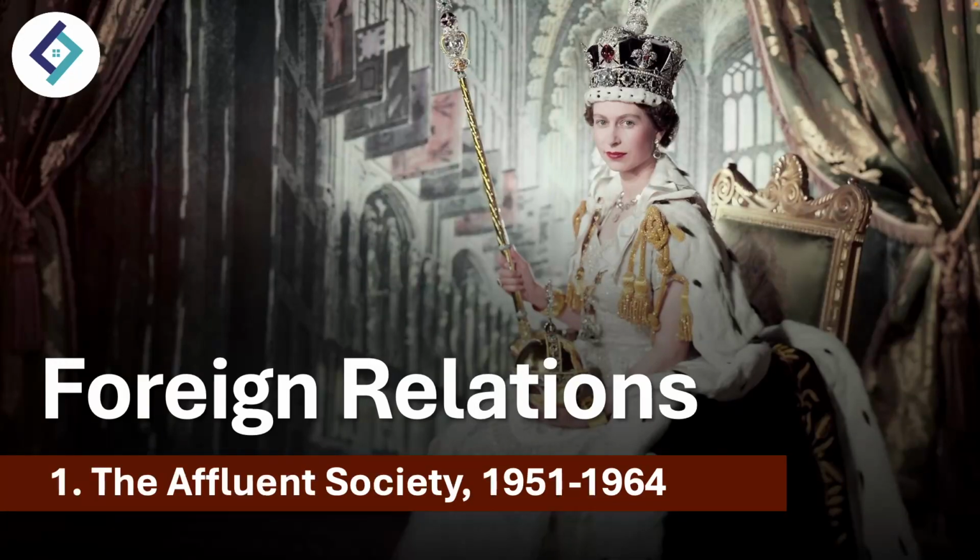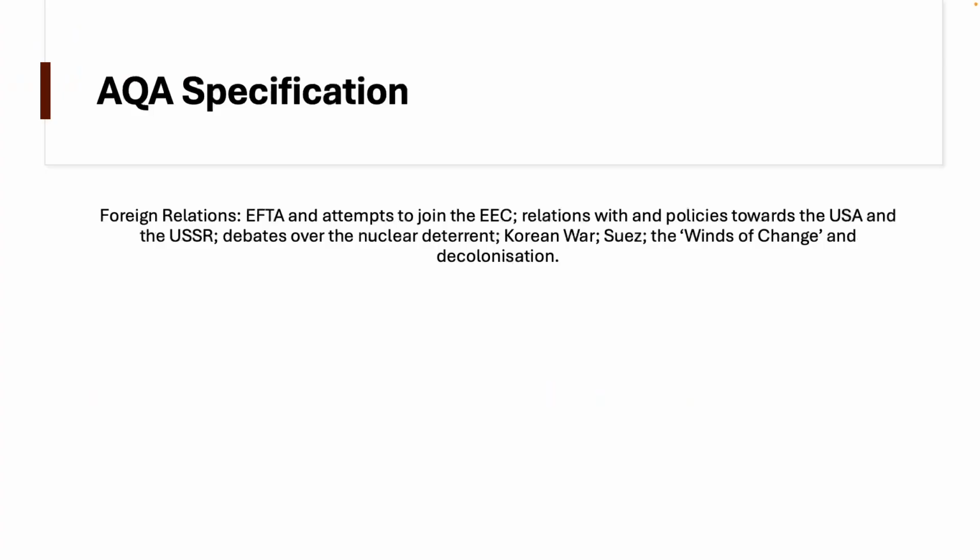Welcome back everyone to our studies in AQA A-level history. In this video we're going to spend some time talking about foreign relations during the so-called affluent society between 1951 and 1964. Now there's quite a few points that we can really examine here because of course this is the beginning stages of the Cold War as well as the beginning stages of the decolonisation process.